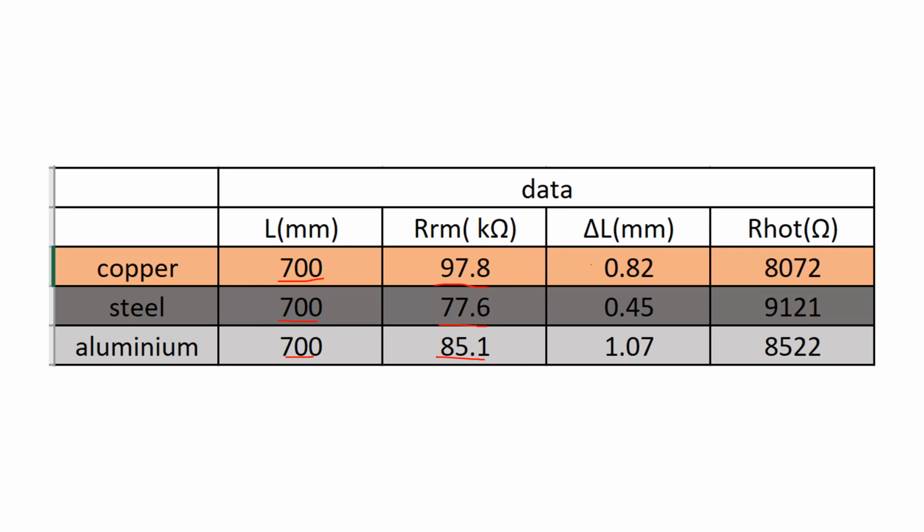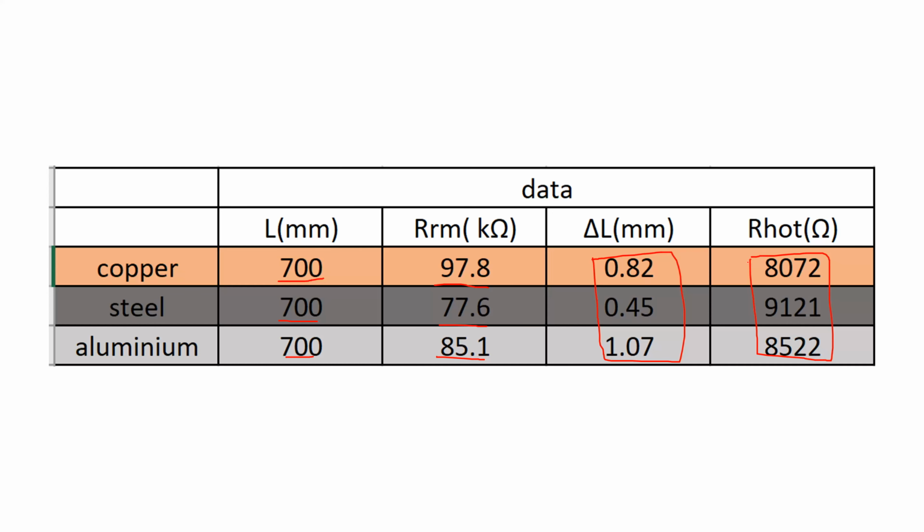Then here we have the expansion after the heat, after we pass the steam. As you can see here, the aluminum expanded more than the other two metals. And also we have the resistance at the end of the experiment. As you can see, it's very different. It's around 1,000 times less than the original one.